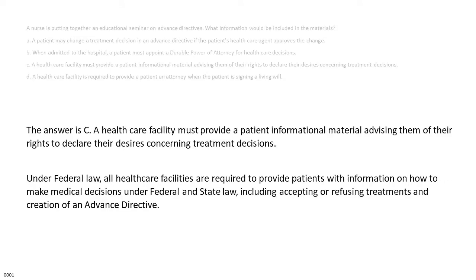The answer is C. A healthcare facility must provide a patient informational material advising them of their rights to declare their desires concerning treatment decisions. Under federal law, all healthcare facilities are required to provide patients with information on how to make medical decisions under federal and state law, including accepting or refusing treatments and creation of an advance directive.